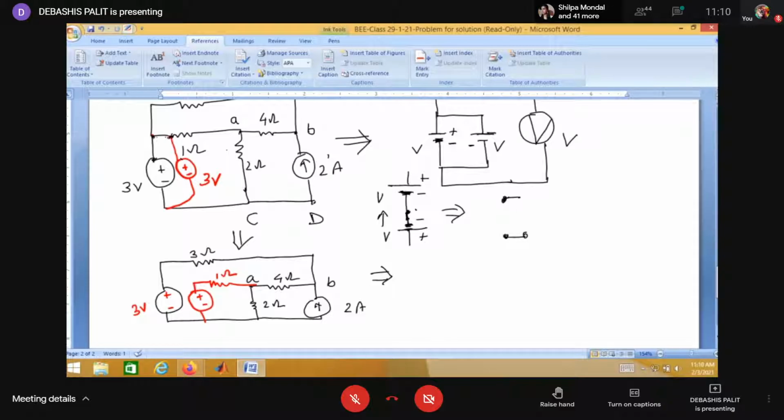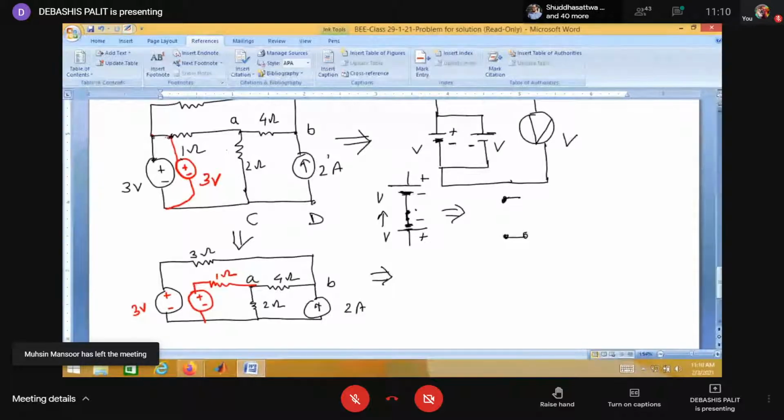Got my point? These 2 points are equipotential points and no current is flowing in here. So you can open these two terminals. When no current is flowing here, you can open it equivalently. That's why I have opened this. You got my point? Yes, sir.